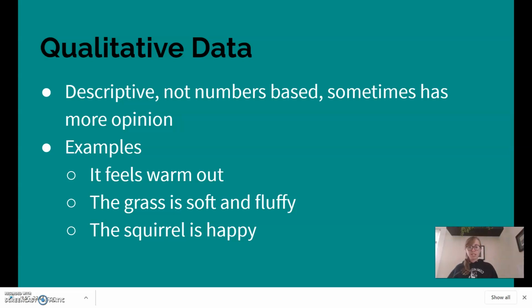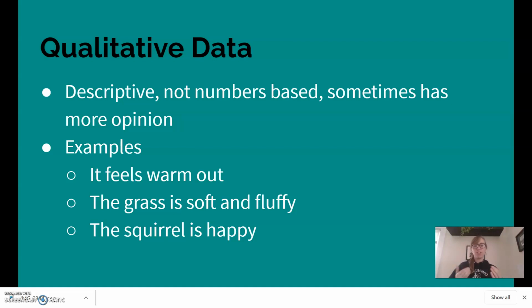So qualitative data is anything that's descriptive, it's not numbers based, and sometimes it involves some opinion. So we call that subjective. It involves the viewer's opinion. So examples of qualitative data that you might do at your site are it feels warm out, the grass is soft and fluffy, the squirrel is happy. So these are all things that would be perfectly fine for you to write down in your fieldwork observation notes.